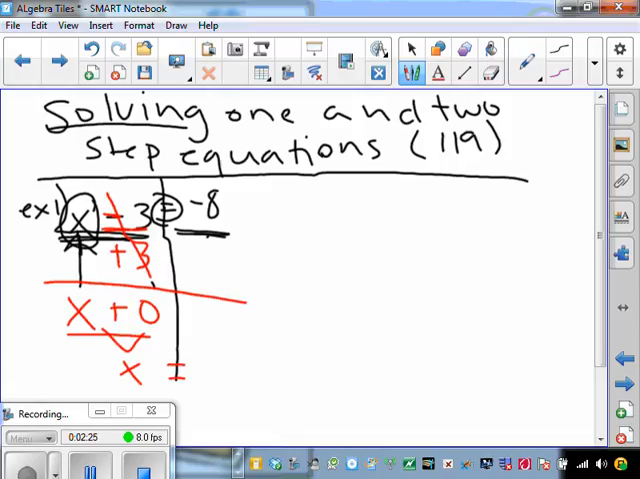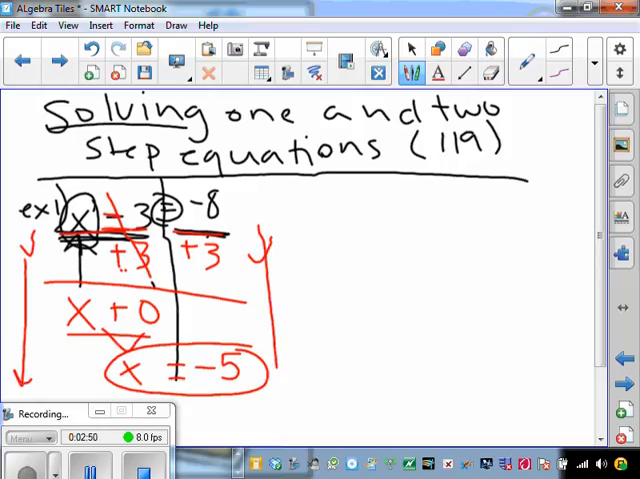But remember, when we first started looking at this, we said that this side is balanced with this side. So whatever I do over here, I added 3 to get rid of that, I have to do on the other side of the balance, keep it equal. So if I add 3 here, I'm going to have to add 3 here. So negative 8 adding 3 is negative 5. So what you do to one side, you have to do to the other. So that's an example of a one step.